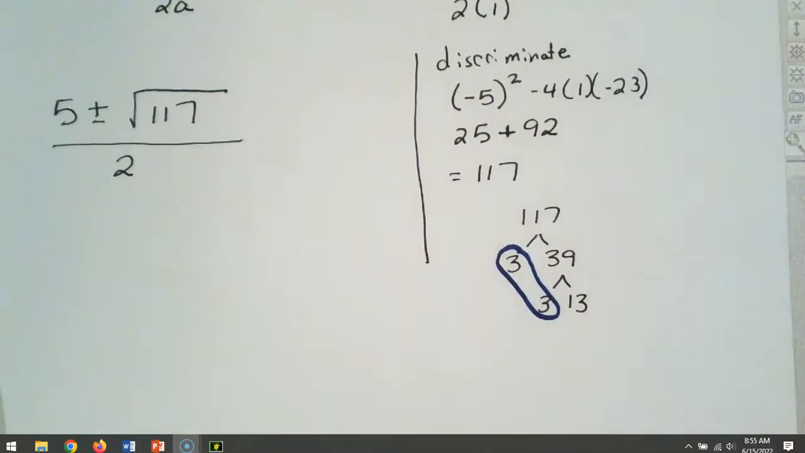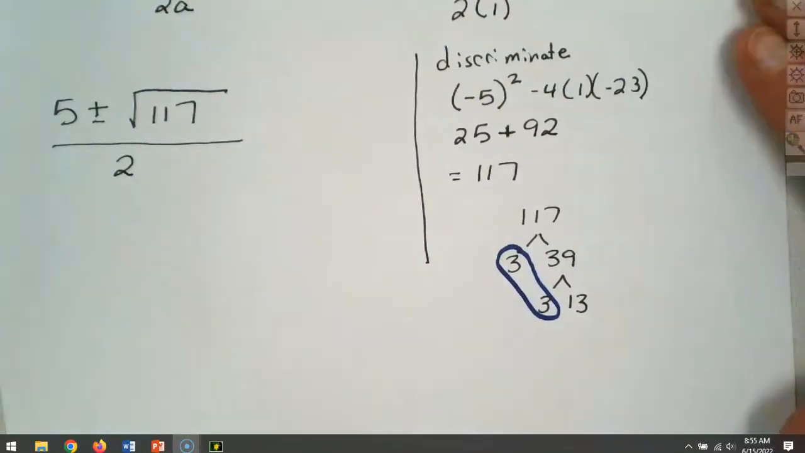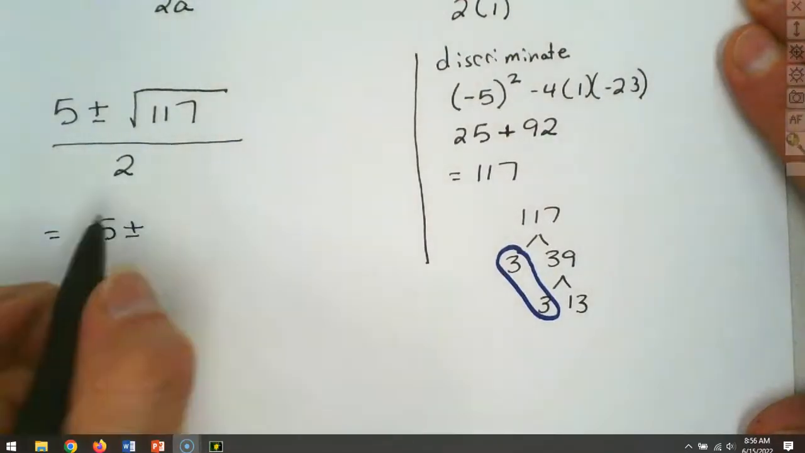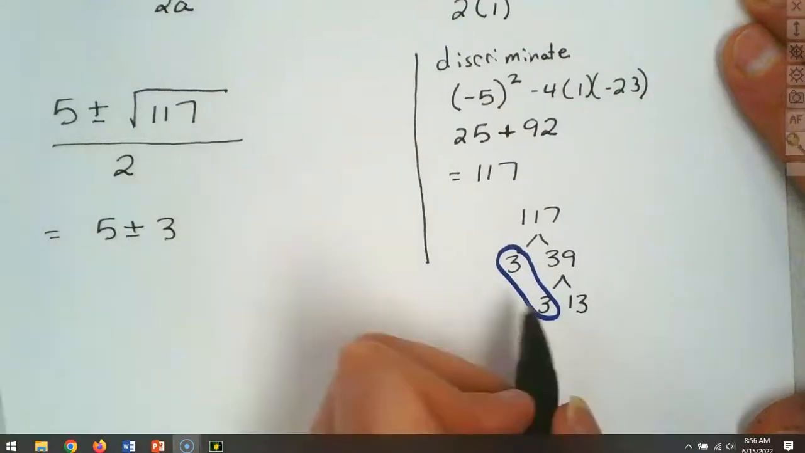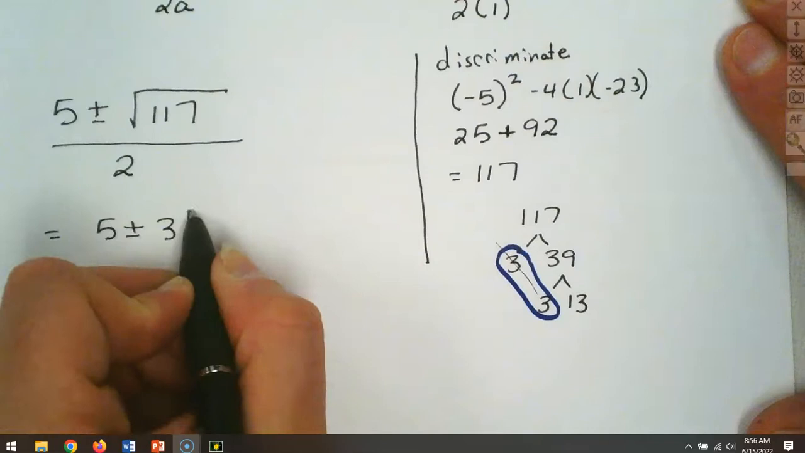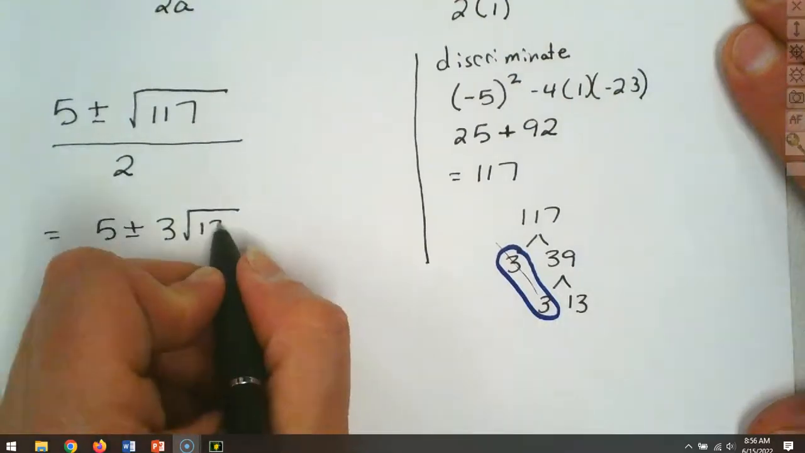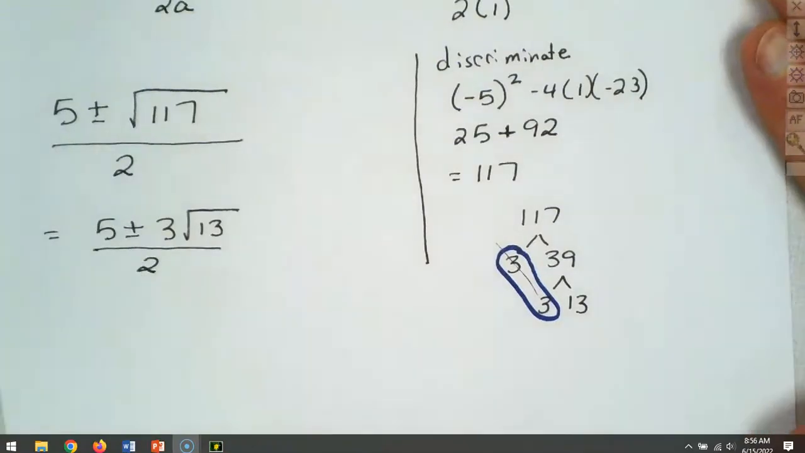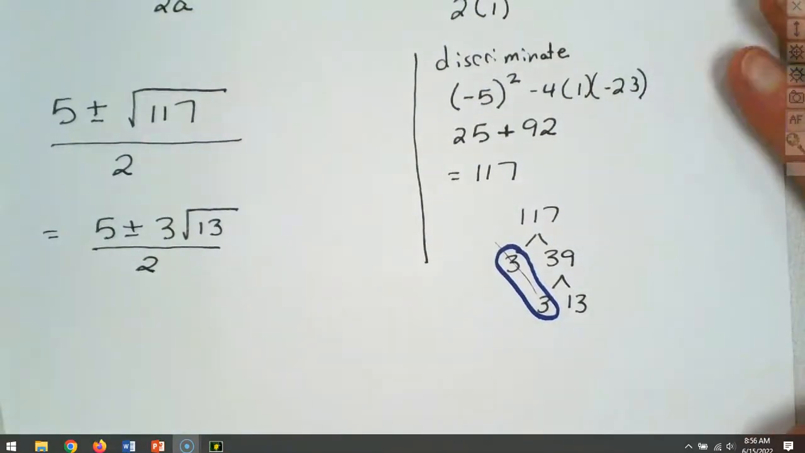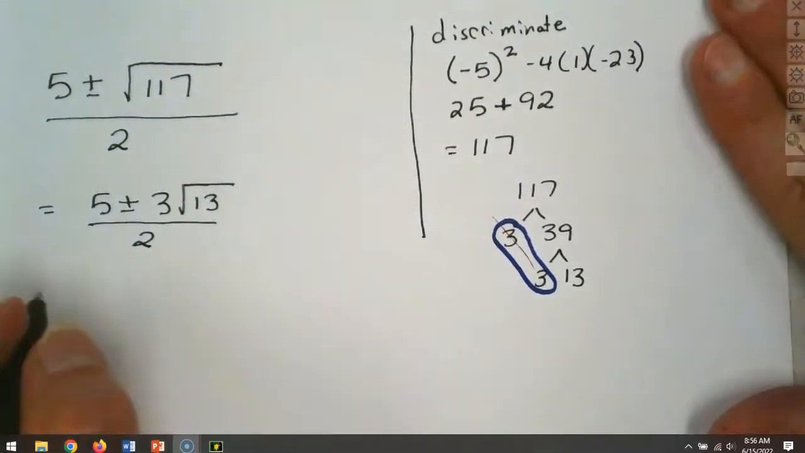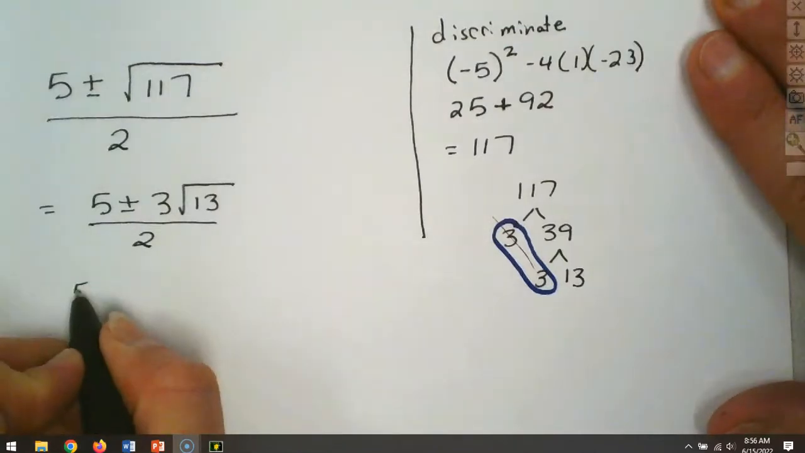of 3's. So I am now going to rewrite this as 5 plus or minus 3, because the 3's came out. Okay, they're gone. What's left over that didn't pair up? 13 over 2. Now you could leave it like this, but I usually break it up into my 2 separate parts. So if I broke it up into my 2 separate parts, what would they be? We've got 5 over 2.